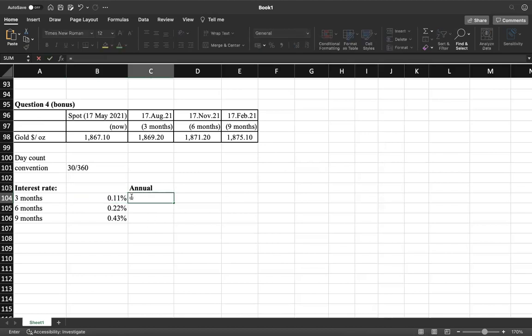For that, it equals interest rate multiplied by 360 divided by 90. Because of our day count convention, I use 360. But why 90? Because I have 3 months, and each month has 30 days: 30, 30, 30, it is 90.